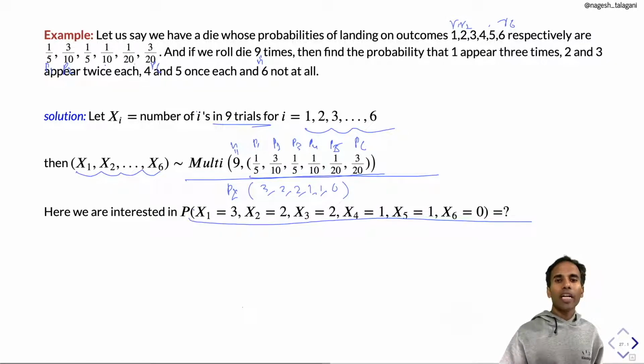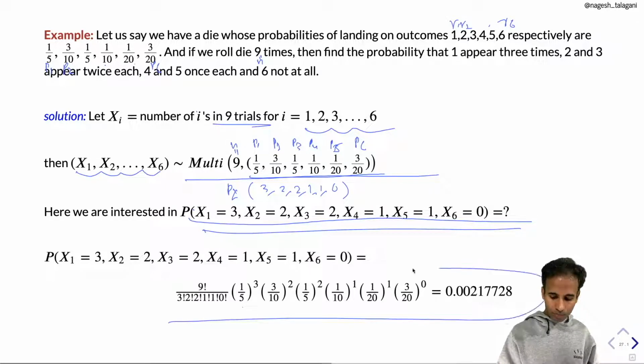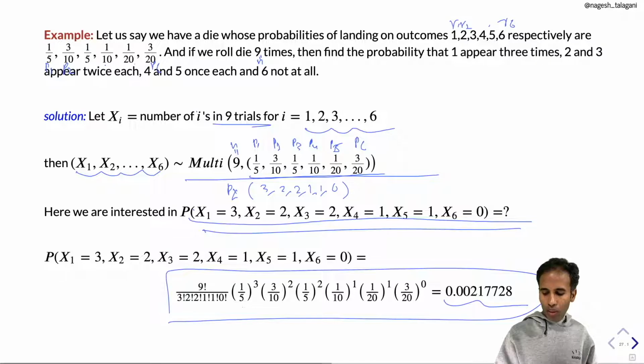Now, using the joint PMF of multinomial distribution with the parameters 9 and the vector of probabilities 1 by 5, 3 by 10, 1 by 5, 1 by 10, 1 by 20, 3 by 20, the probability of this event is going to be this one. So this whole thing gets simplified to 0.00217728. Feel free to verify this. So this is how we use multinomial distribution.